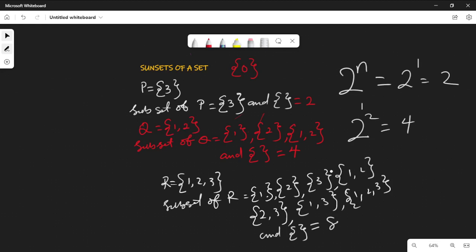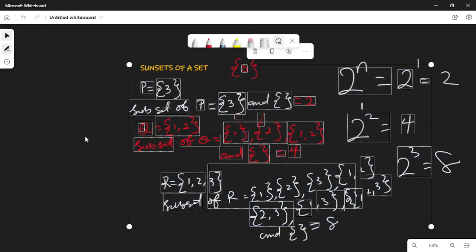And when the number of elements is 3, we can have it as 2 raised to the power 3, and that will just be 8. So that is a very simple way of looking for subsets. And if you agree with me, we can just generalize that.